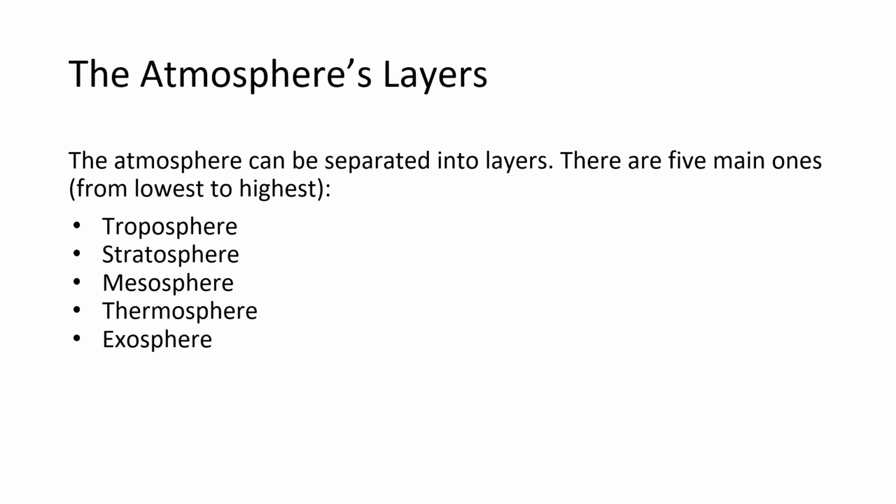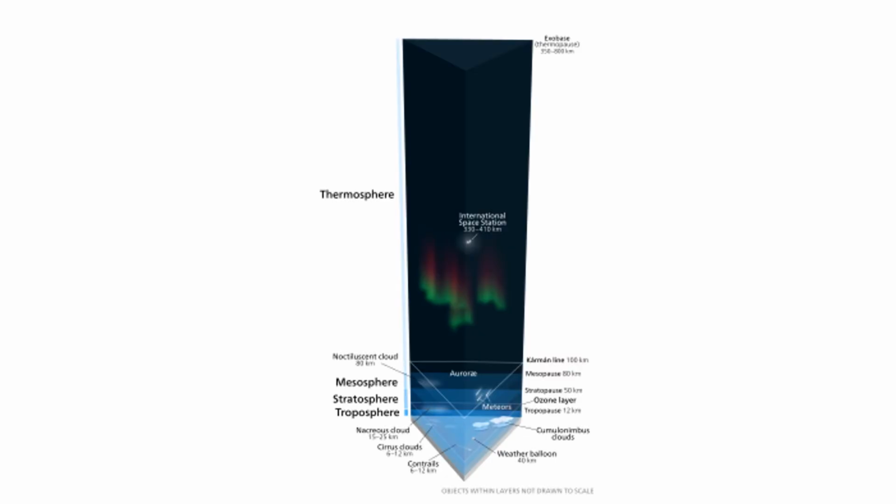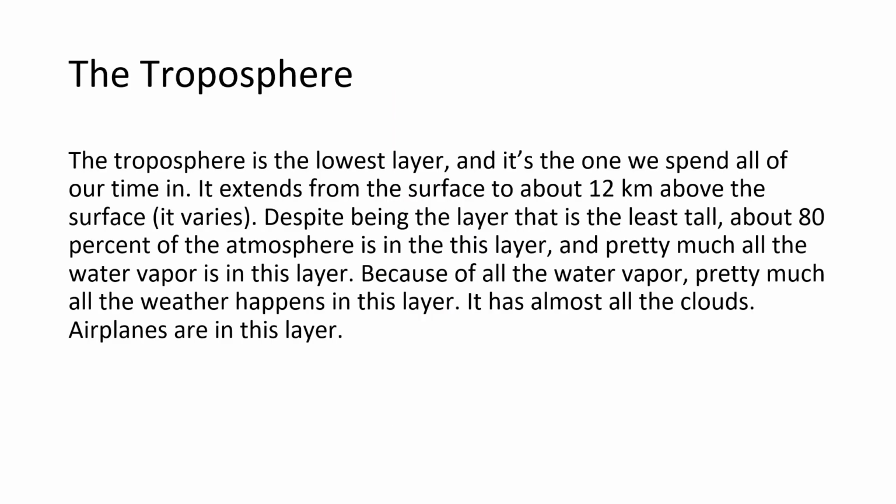The atmosphere's layers. The atmosphere can be separated into layers. There are 5 main ones, from the closest to the highest from the Earth's surface. So there are the troposphere, the stratosphere, the mesosphere, the thermosphere, and the exosphere. So this is a picture. The troposphere looks really small.